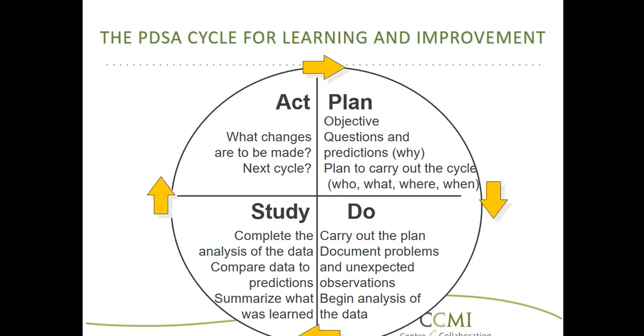Then you carry it out. You carry out the plan, document any problems and unexpected observations to get ready to begin to analyze the data. And when I say collect data, most of it's observational. The example I gave of having someone take off shoes and socks, you can watch that process with 5 patients and learn an awful lot about, is that a good way to go about getting foot exams done for patients living with diabetes. You study the data.